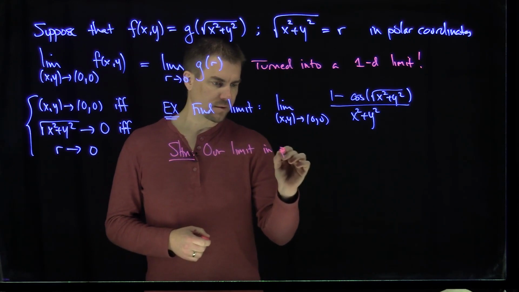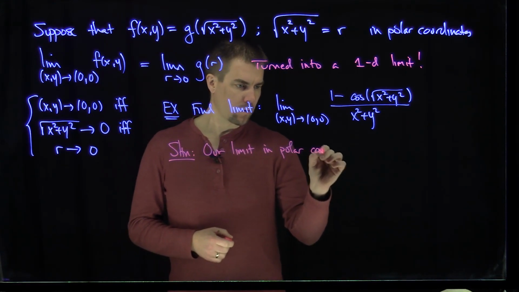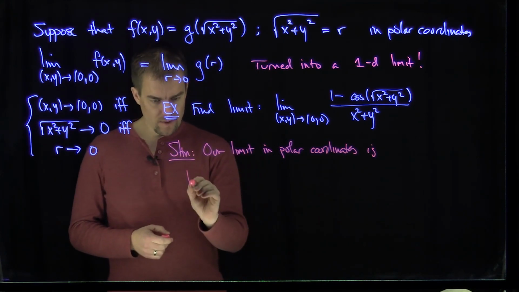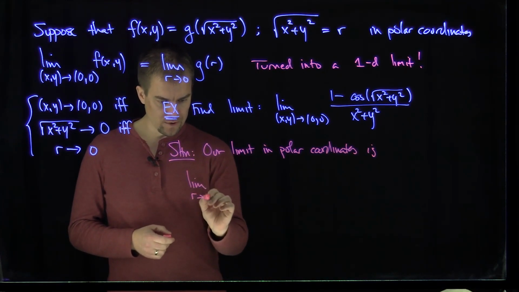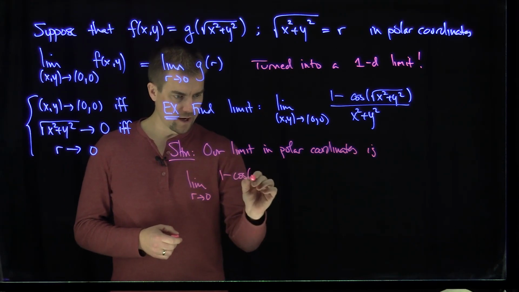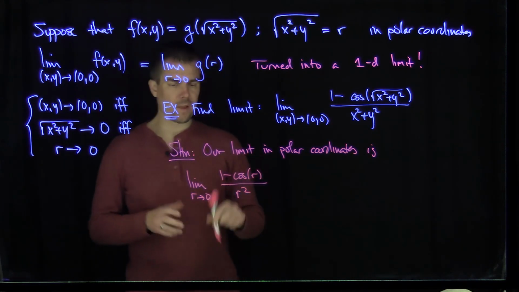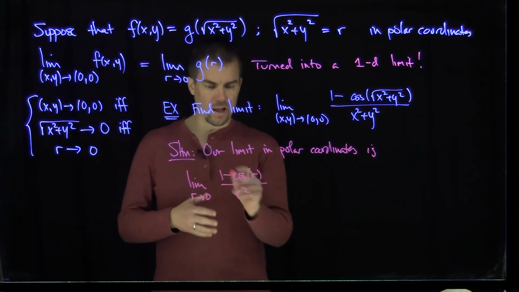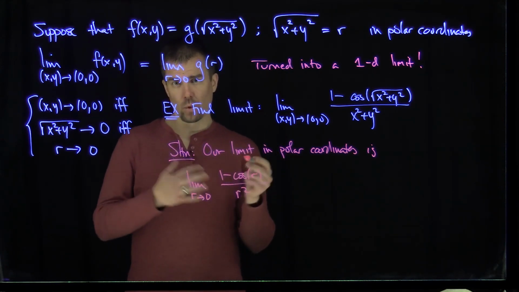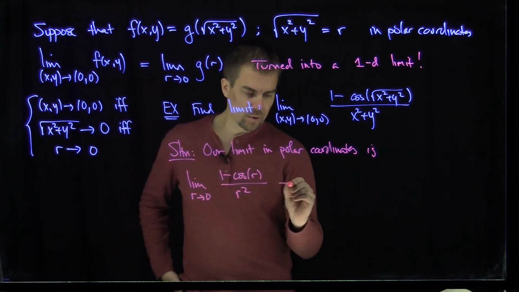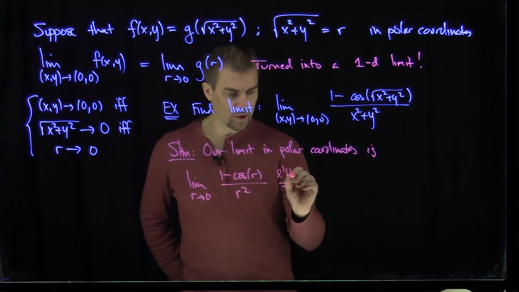So our limit in polar coordinates is nothing more than just the limit as r goes to 0 of 1 minus the cosine of r over r squared. Now we pause for a minute and think: if I plug in r equals 0, I'm going to get 1 minus the cosine of 0, that's 1 minus 1, or 0 over 0. So I'm going to need to apply L'Hopital's rule. We can use L'Hopital's rule or any other limit trick you'd like to use.